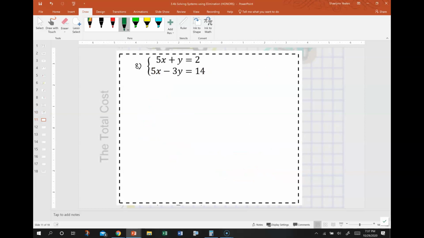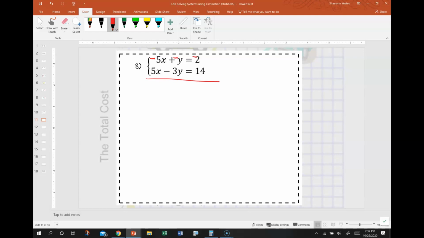All right, let's do one more. So if you notice right here, my 5's match, but I need them to be opposite signs. So I'm just going to pick a random equation and multiply through by a negative 1. I'm going to pick the top one. So if I multiply 5x by negative 1, it becomes negative 5x. Positive y becomes negative y, and positive 2 becomes negative 2.